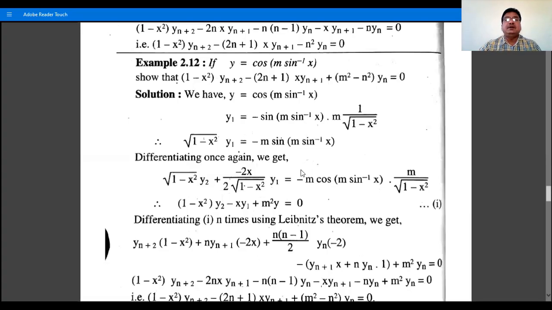Next problem on Leibniz theorem. If y is cos(m sin inverse x), then show that this. Okay, so y is cos(m sin inverse x). So differentiate with respect to x. So y1 is equal to minus, the derivative of cos x is minus sin x.